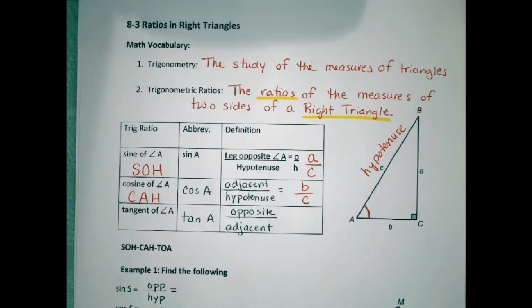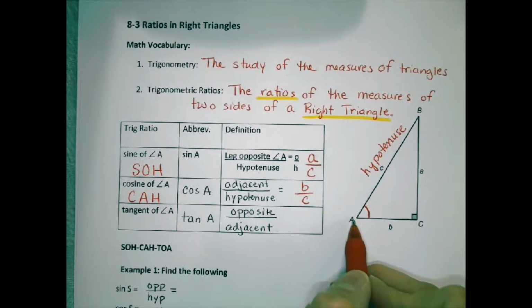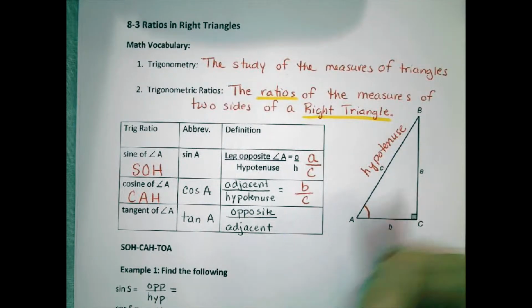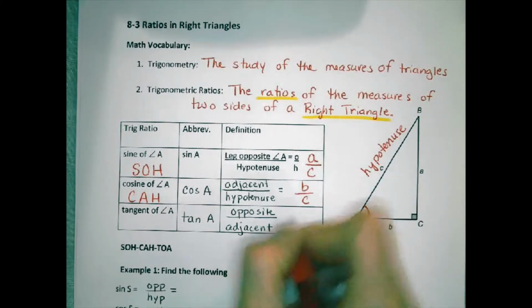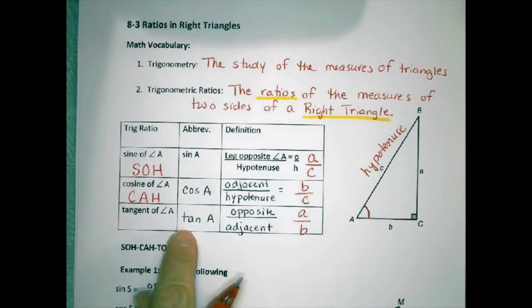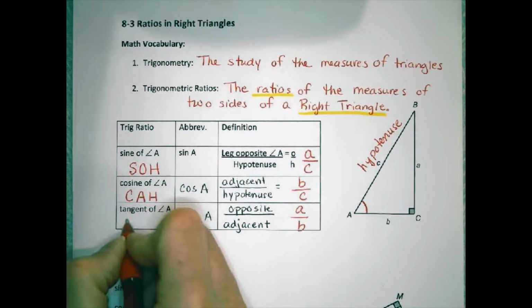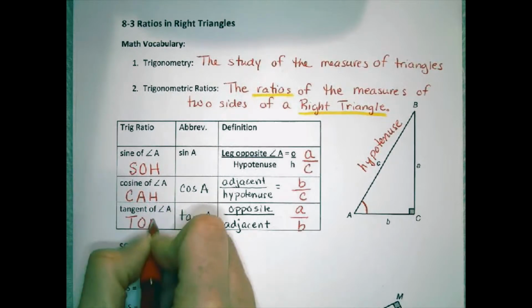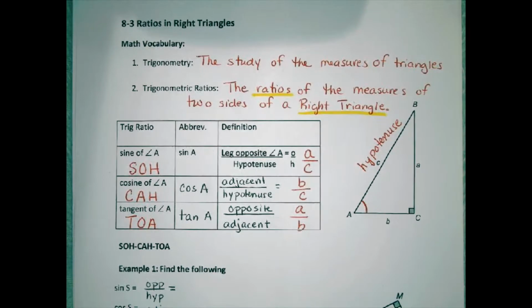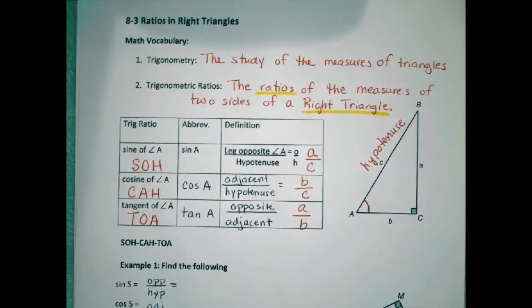To find the tangent, I start with my angle A again, and I would use the opposite leg, A, and I would divide it by the adjacent leg, B. So I have A over B in this example. Tangent is opposite over adjacent, which gives us TOA. And that's why you may have heard mathematicians use the abbreviation SOHCAHTOA. It's to help us remember what the specific ratios are.